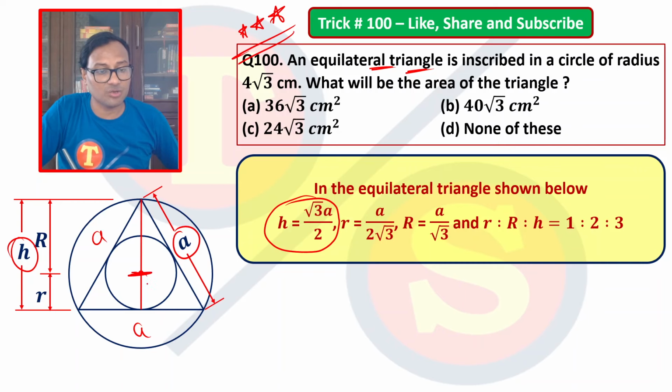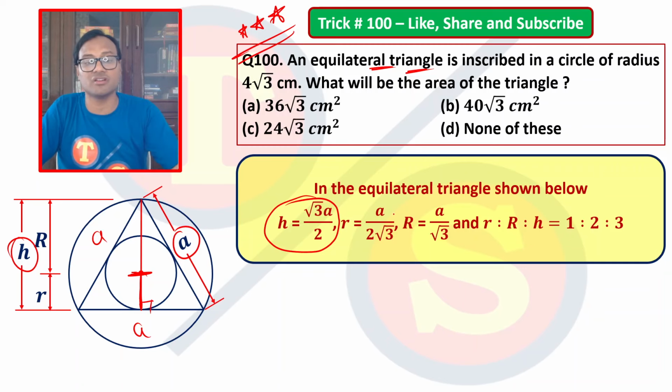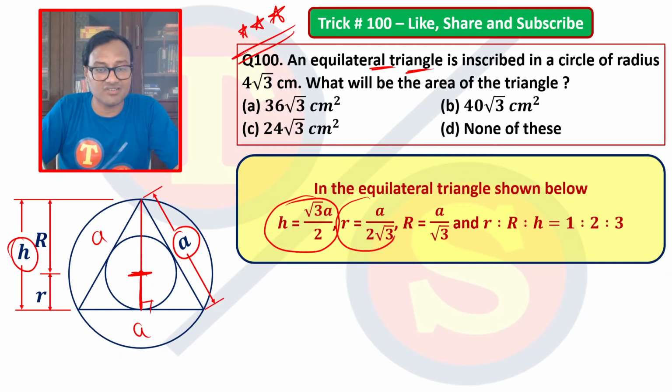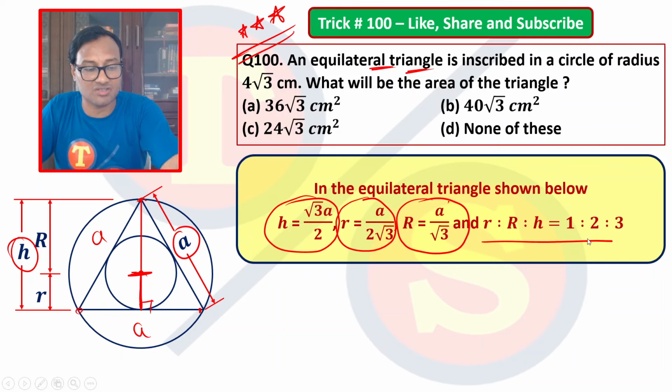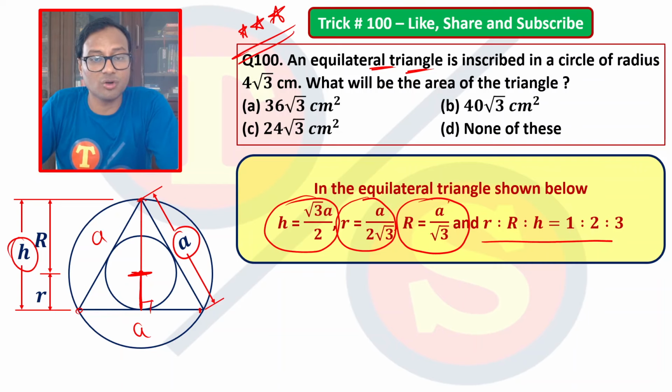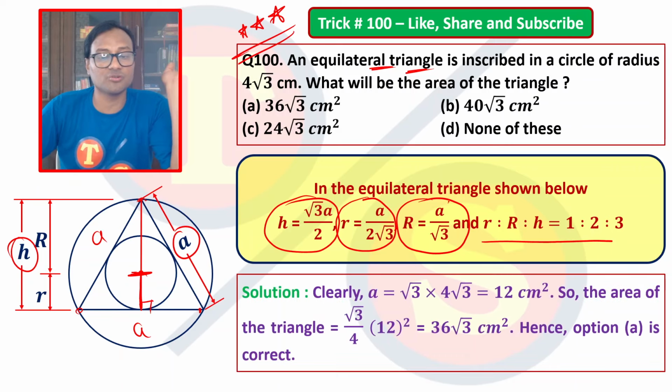After that, the radius of the smaller circle that lies completely inside the triangle touching all three sides, that is the inradius, is A upon 2 root 3, and the circumradius, the radius of the circle that passes through all three vertices of the triangle, is A upon root 3. So basically the ratio between r and R is 1:2, and definitely now you have all these formulas readily available with you. You can definitely find out the answer.